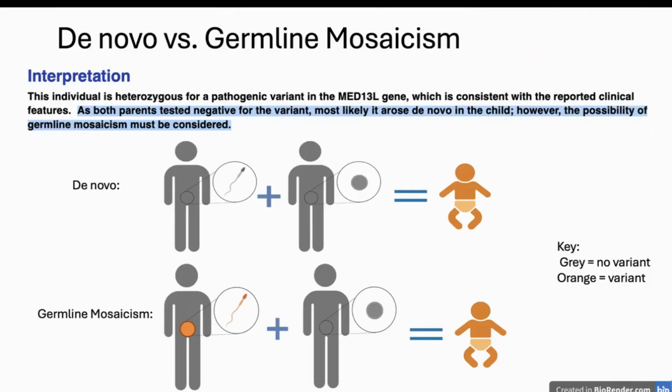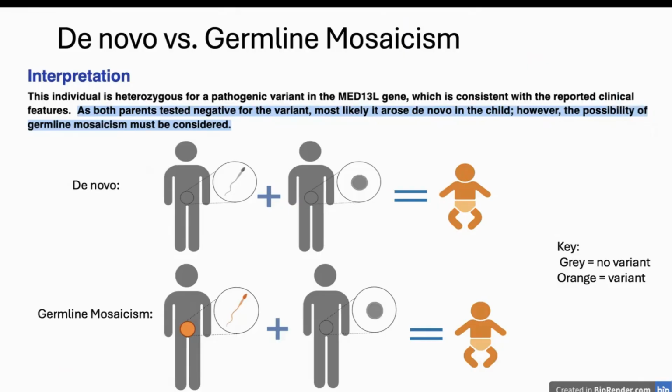The bottom image shows the scenario of germline mosaicism. The sperm contributor is not affected by MED13L syndrome because most of the cells in their body do not have a MED13L variant. However, they do have cells in their testes that have a MED13L variant, and so they do produce sperm with a MED13L variant. This sperm can combine with an egg and result in a child with a MED13L variant.